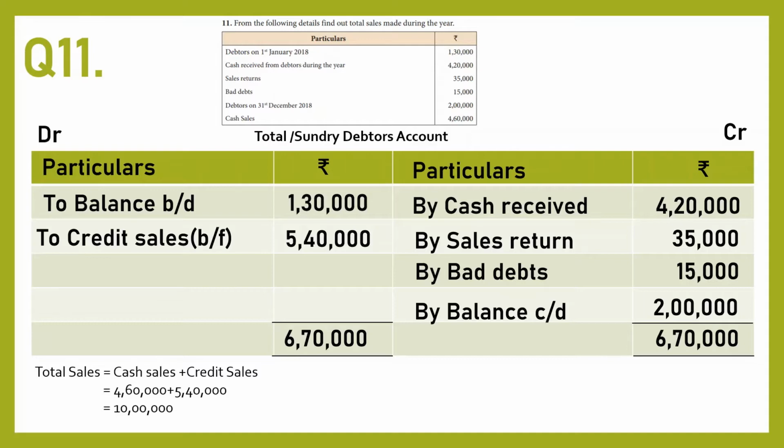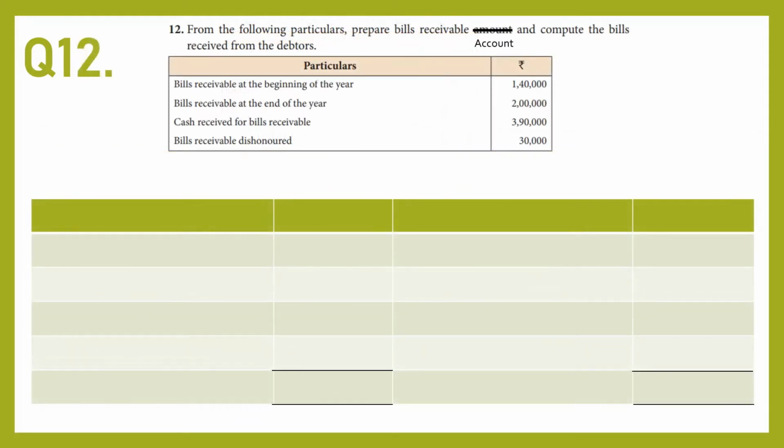Let us get into the 12th problem now. From the following particulars, prepare the bills receivable account. I just looked at the book, and in the book I think it is wrongly mentioned as amount. You just correct it, it is an account. And compute the bills received from the debtors.